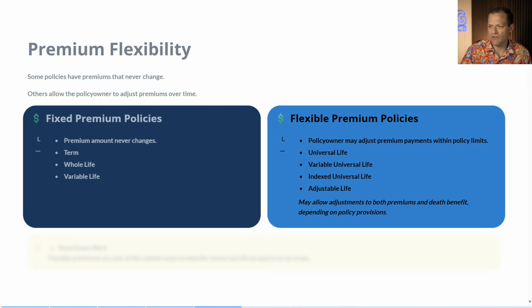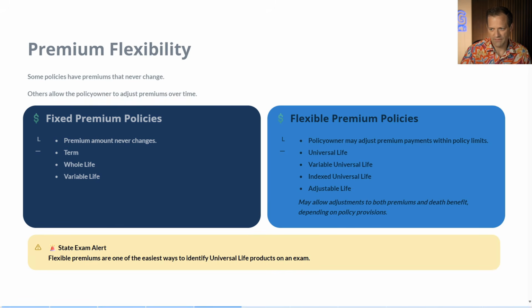So this includes all variations of universal life plan, including plain universal life, variable, or index universal life. And it may allow adjustments of both premiums and death benefit depending on policy provision. So the way to think about fixed premium versus flexible premium is flexible premium gives you, the insured, the policy owner, the option to adjust the premiums. It's going to change things, whereas fixed premiums don't. Okay. So flexible premiums are one of the easiest ways to identify universal life plans. So if they have flexible premiums, they're always a universal life plan.